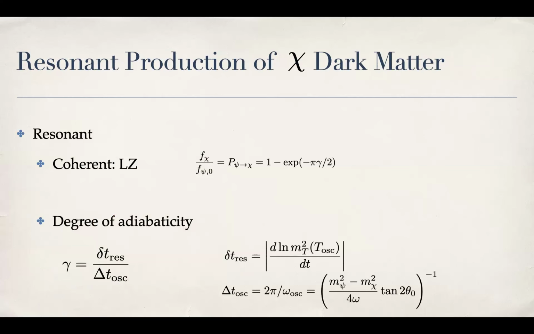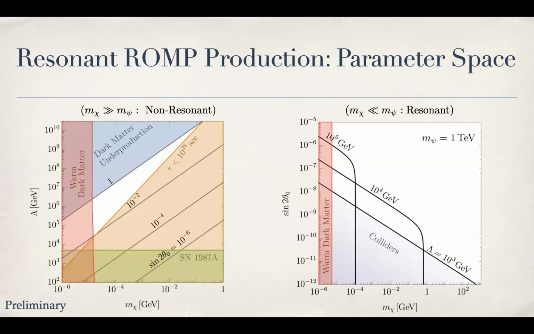In the opposite regime, when your psi is much lighter than chi, then you can have this resonance effect. So you can calculate this Landau-Zener conversion. And again, in our work, we have very simple ways to estimate what this exact adiabatic factor is, depending on your model. I won't go into the details, but I'll just show you a plot showing the Landau-Zener-like probability of conversion.